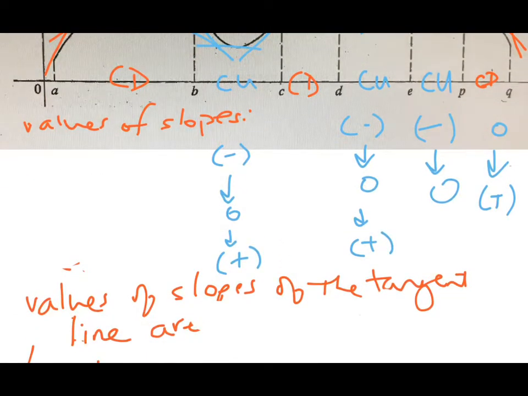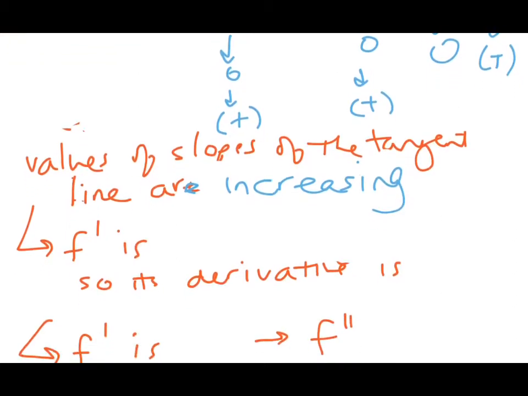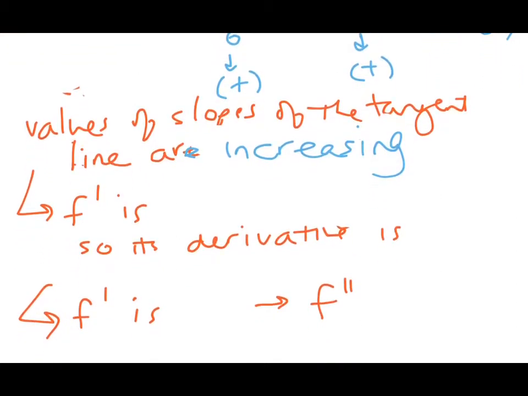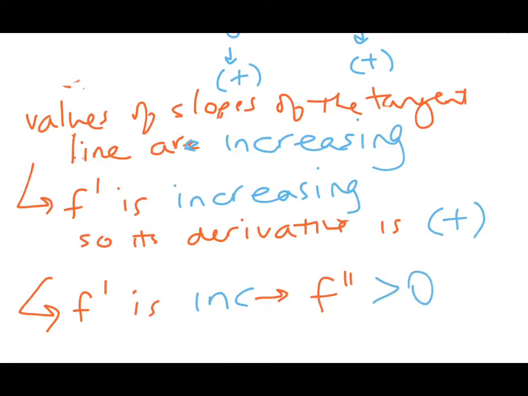Okay, so the values of the slopes of the tangent lines are doing what this time? Increasing. So the values of the slopes of the tangent lines, that's what we call f prime. So f prime is increasing. So its derivative will be positive. Summing that up, f prime is increasing. That's going to make f double prime positive, greater than 0.